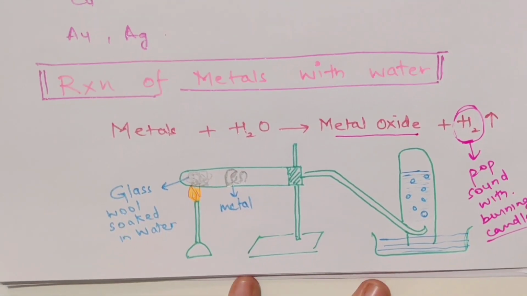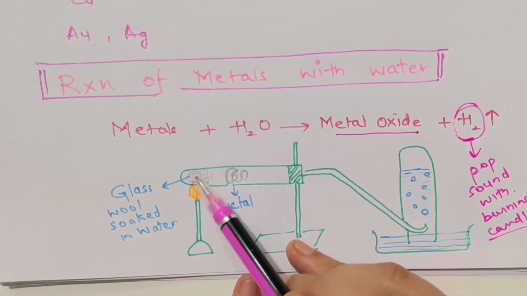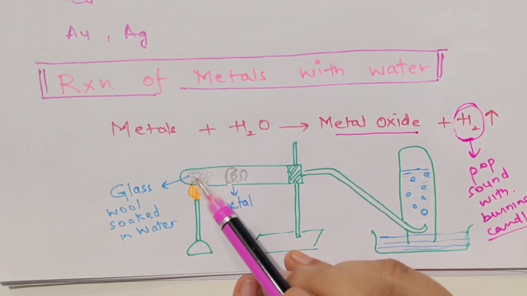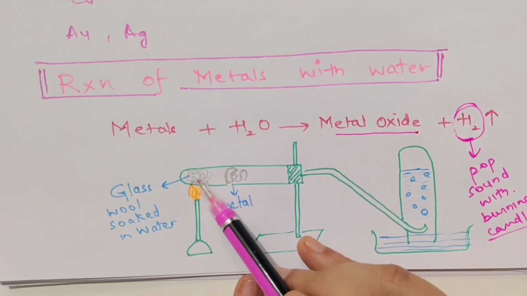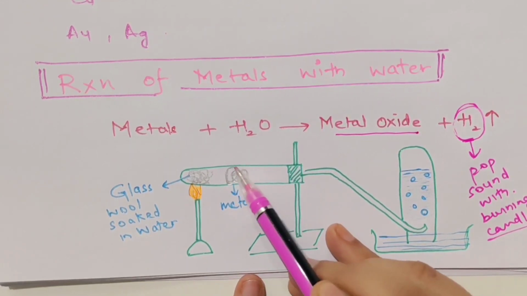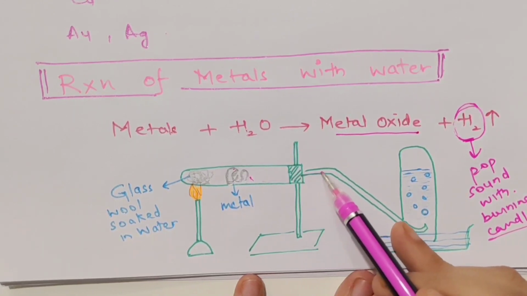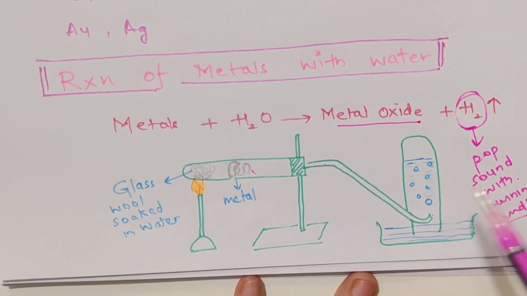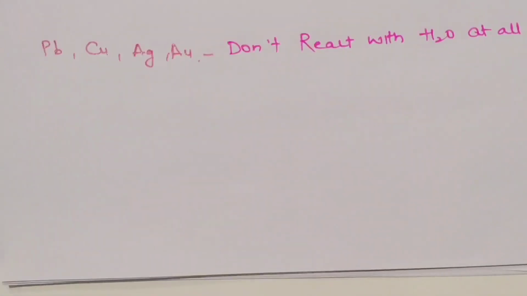So let's see this reaction, this activity. We have here glass wool soaked in water. Then we have a metal here. This glass wool's purpose is to just hold the water. So when this part is being heated, the water in the glass wool will get evaporated and will travel here, and then it would react with the metal and will form metal oxide and hydrogen gas. Hydrogen gas would travel from here and it will form bubbles in water here. So this is the observation of the reaction. Let's see what happens next.